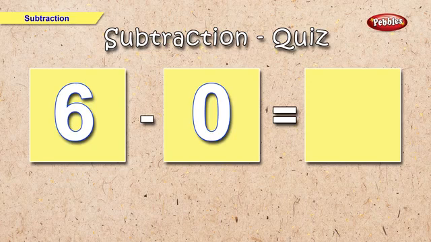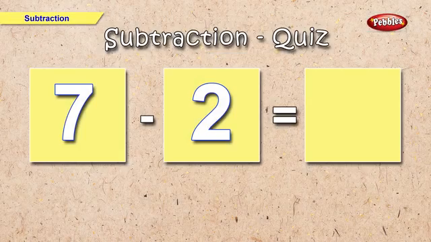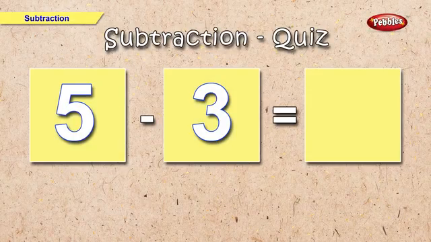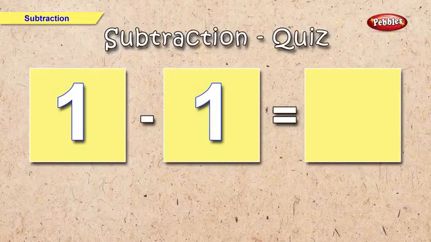6 minus 0 is equal to. 7 minus 2 is equal to. 5 minus 3 is equal to. 1 minus 1 is equal to.